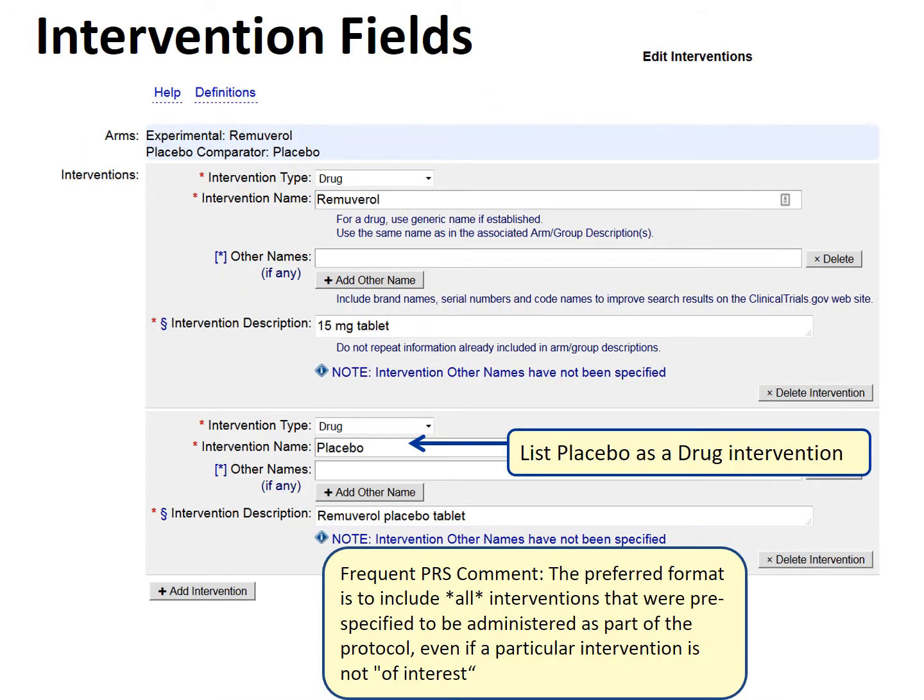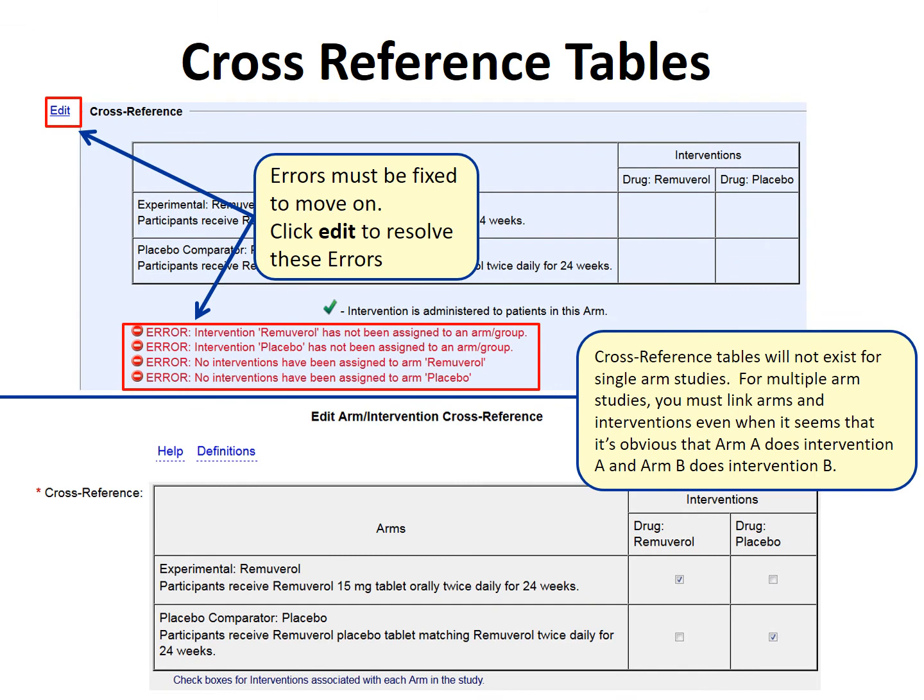Studies using multiple doses of the same drug can list the drug as one intervention. The doses should then be listed as separate arms. List any possible placebos or secondary interventions, each as a separate arm. For studies that have multiple arms, you must link arms and interventions in a cross-reference table. This is required even when it seems obvious that Arm A does intervention A and Arm B does intervention B.